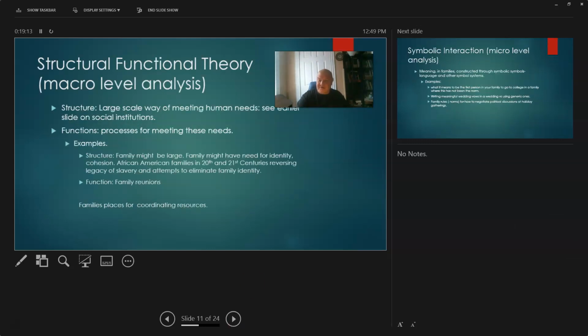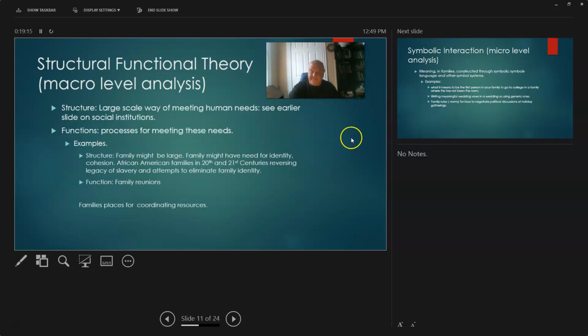In a structural functional analysis, we can look at a large-scale way of meeting human needs. If you see the earlier slide on social institutions, you'll get a good baseline of that. Functions are processes for meeting these needs. Here are some examples. A family might have a need for identity, cohesion, family identity.